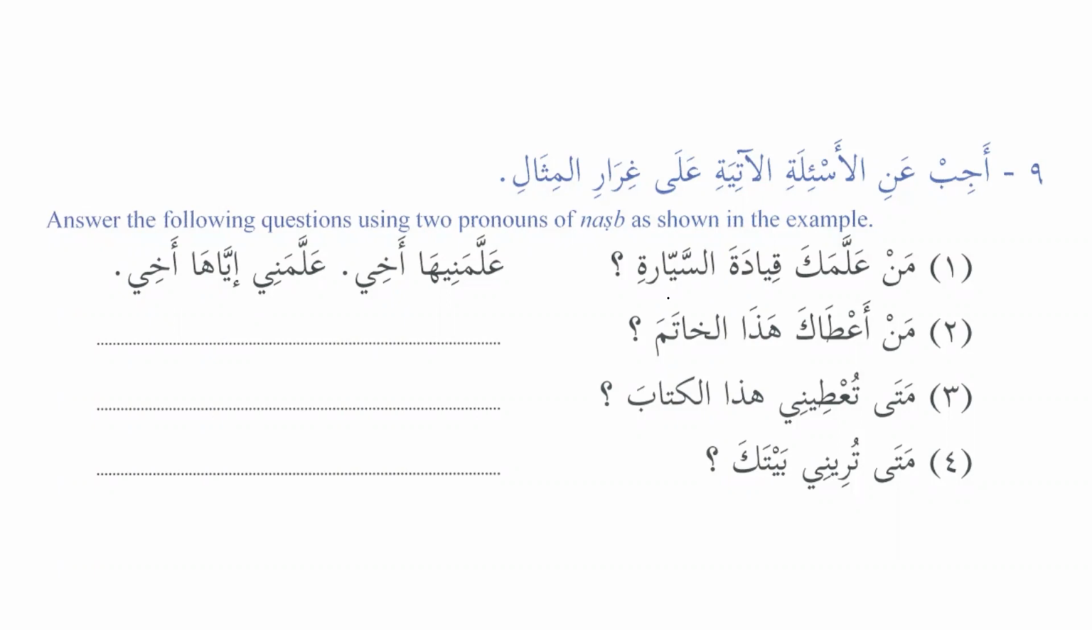So we have قاد يقود قيادة. قيادة is basically the masdar, and that is driving. So who taught you driving, or who taught you how to drive a car? علمنيها. So it was علم, and then we have ya al-mutakallim, and we know that before ya al-mutakallim we have to use noon al-wiqaya, right? علمنيها أخي. My brother taught it to me. Or you want to say علمني إياها أخي. My brother taught it to me.